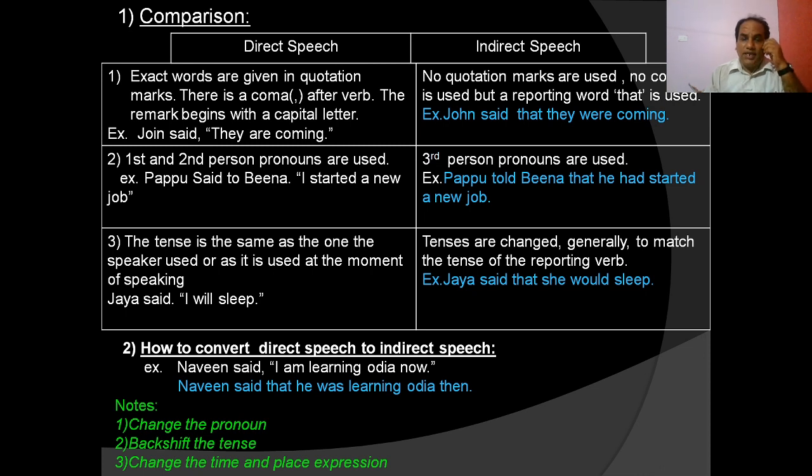But in indirect speech, tenses are generally changed to match the tense of the reporting verb. You see, Jaya said that she would sleep. You see, "Jaya said", the reporting verb, is in the past tense. So there is the change. "Will" is changed to "would". She would sleep. Jaya said that she would sleep is indirect speech. So these are the differences.